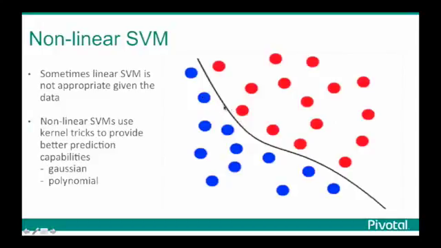Sometimes, however, the decision boundary is not linear. MADlib's SVM algorithm supports nonlinear SVMs by specifying either a Gaussian or polynomial kernel trick. Towards the end of the video, I will show a simple change in syntax you make to get a nonlinear SVM.